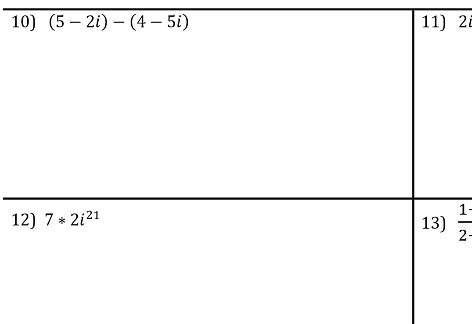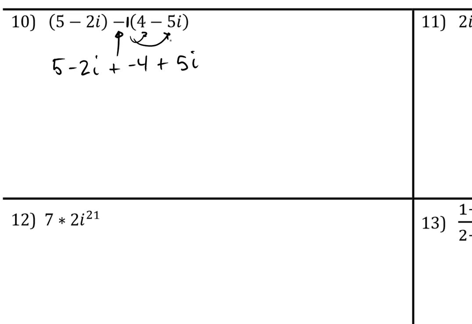The one thing that I've got to be careful of is the fact that this is subtraction, right? So I need to distribute this negative to both of these terms. I'm going to rewrite it as 5 minus 2i, and then I'm going to add a negative 4, and then I'm going to add plus 5i. So what I've done here is I've taken this negative 1 and I've distributed to both terms. So it's going to be a negative 4 plus 5i.